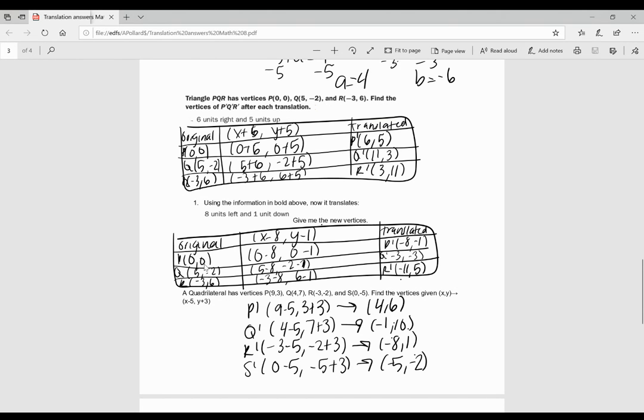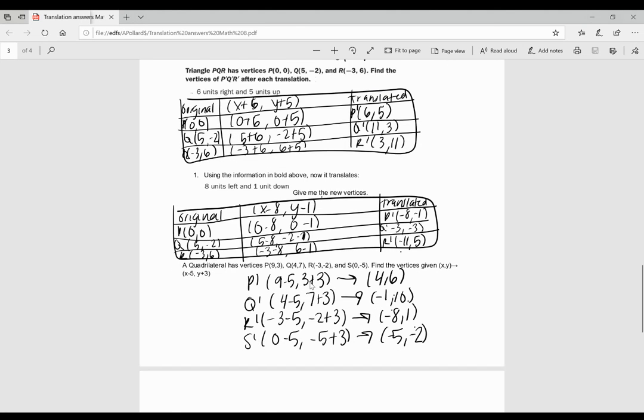So we have 0, 0. We plug it in, and we get 0 minus 8, which is negative 8, 0 minus 1, which is negative 1. 5 minus 8, which is negative 3, negative 2 minus 1, which is negative 3. We have negative 3 minus 8, which is 11, and 6 minus 1, which is 5. So you're just plugging in your x and your y values. That's all you have to do to get your new point.